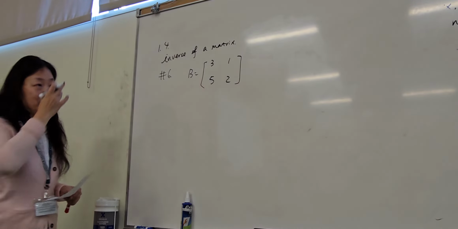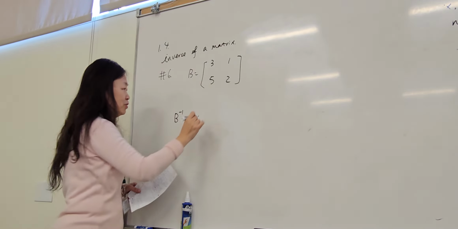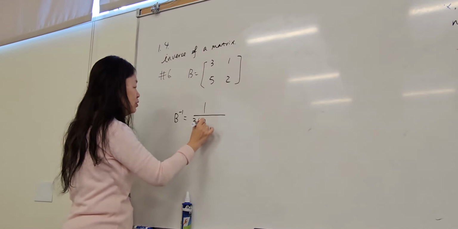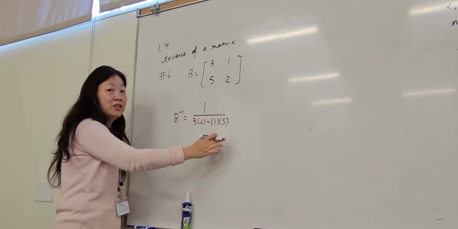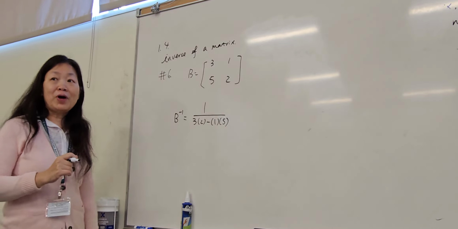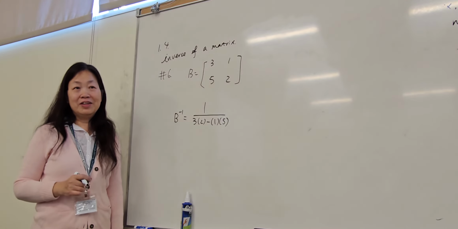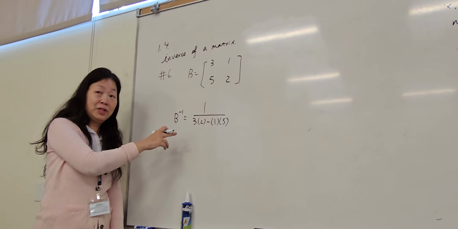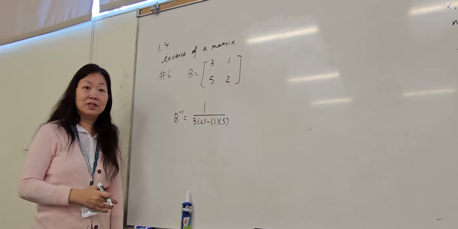To find the inverse for this one, we just use a formula. That's 1 over these two multiplied, so 3 times 2 subtract 1 times 5. Did anyone realize this is the determinant? So it is 1 over the determinant actually. But I couldn't write that yet because we haven't learned the determinant. That's how math is. They go by critical thinking: if the book hasn't presented the knowledge to you, even though you learned it in another class, you cannot use it.